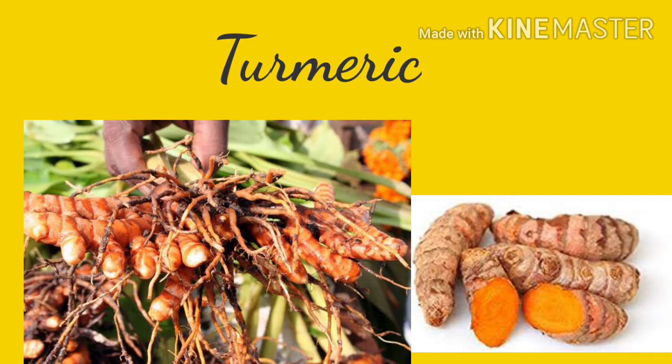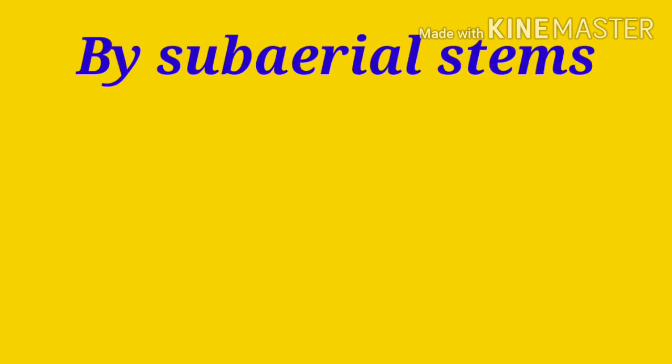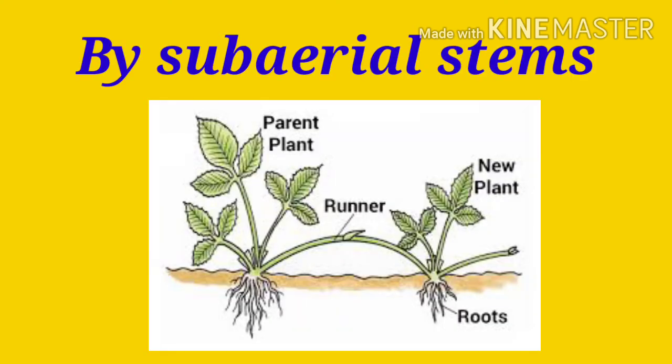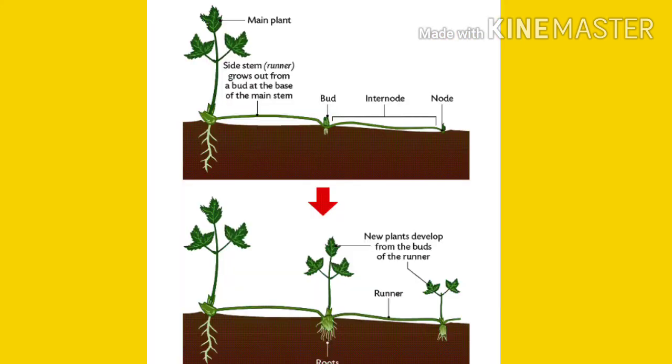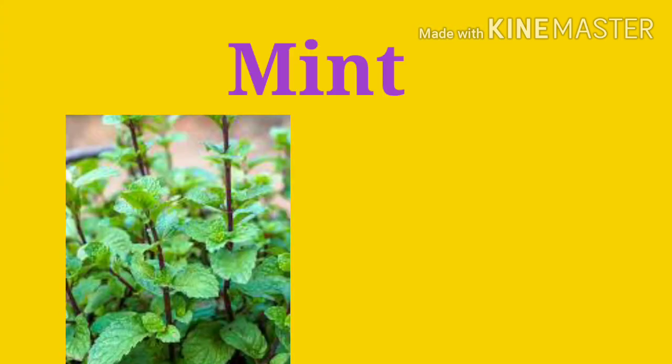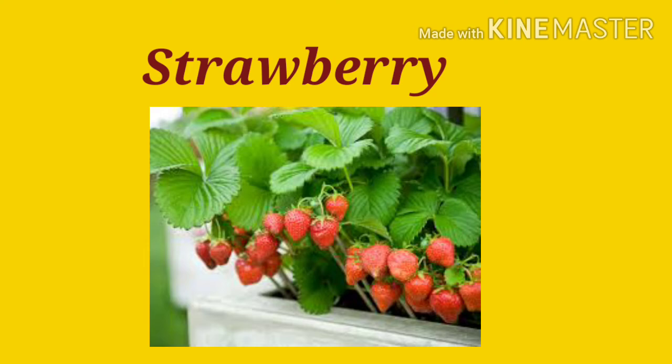Next is vegetative propagation by subaerial stems. In some plants, a stem grows or runs on the surface of the ground horizontally. So when the buds and root hairs of these stems drop into the soil, they give rise to an independent plant. Some examples of these types of stems are grass, mint, strawberry, etc.